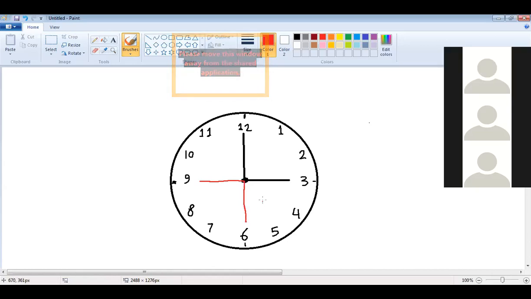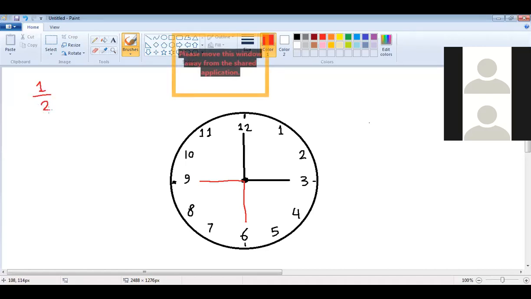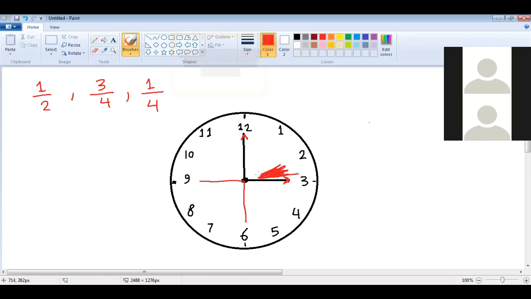I'm talking about the time, 3 o'clock. Is this 1 over 2 of the circle? 3 over 4 of the circle? Or 1 over 4 of the circle? 3 over 4. I'm talking about 3 o'clock. I'm talking about this part. Only this part.